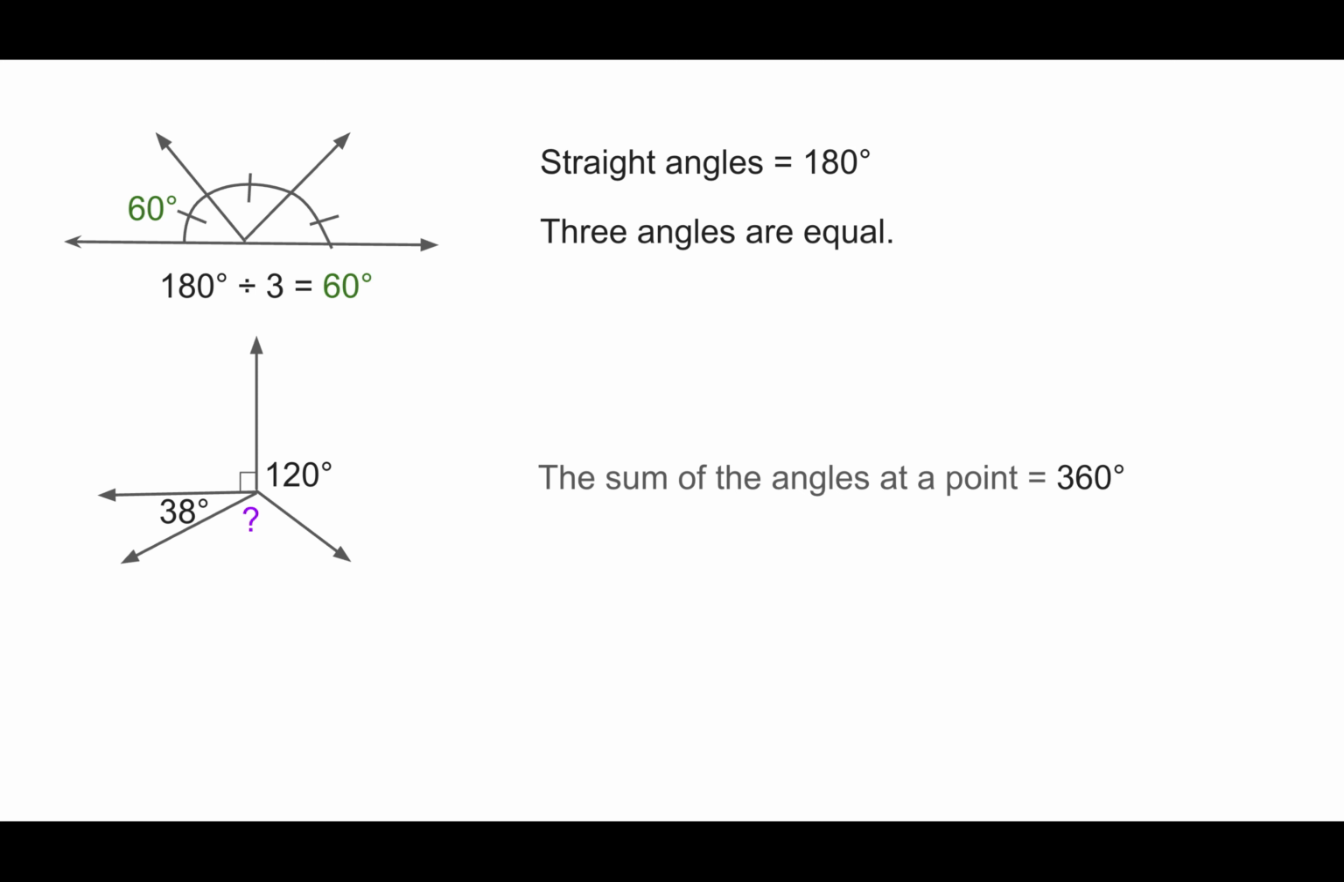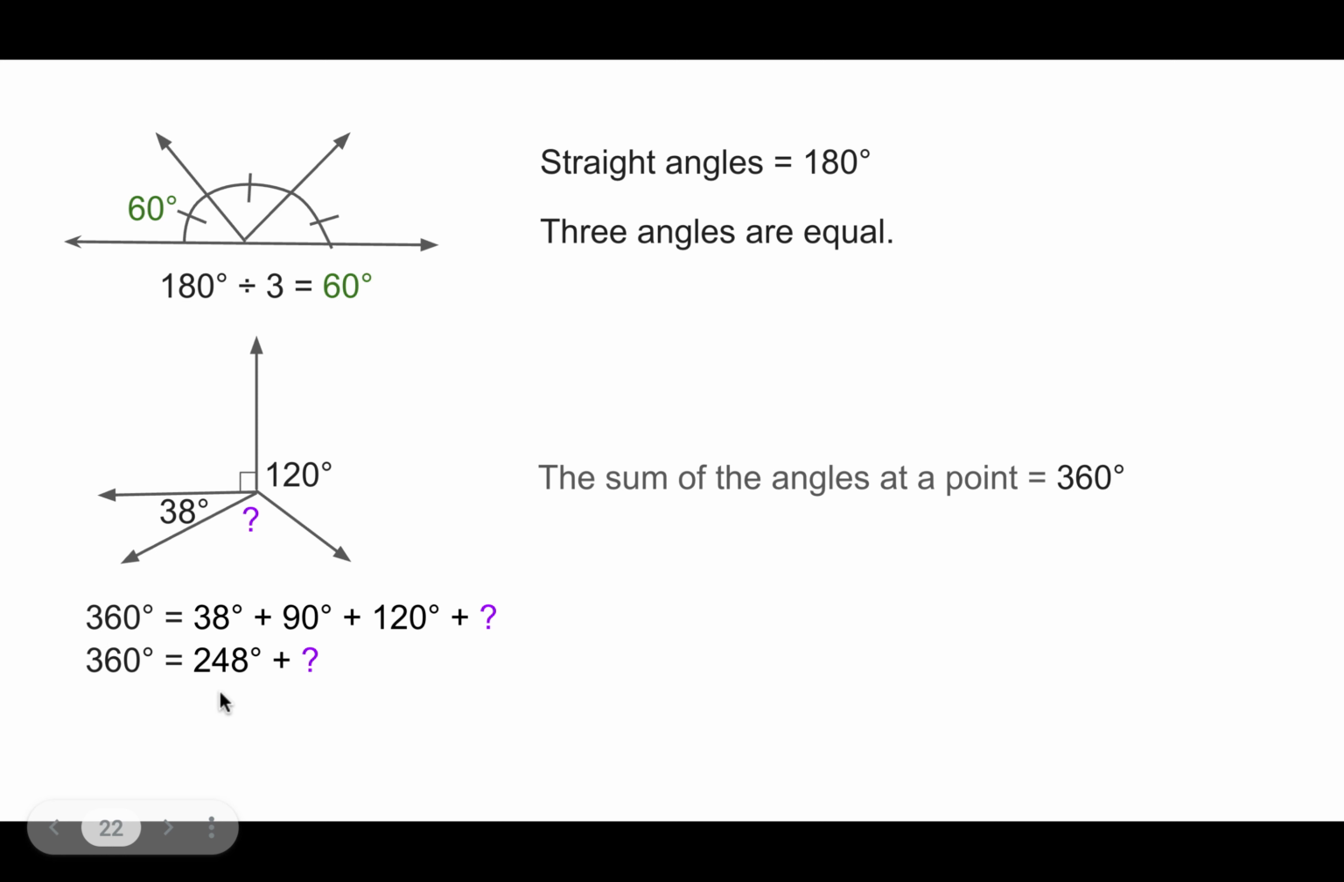In this drawing, I notice that the sum of the angles at a point are 360 degrees, the distance all the way around. Think of it like if you're on your skateboard and you do a 360. The angles that I do know are 38 degrees, 90 degrees, because this is a right angle, 120 degrees, and then this is my missing angle.